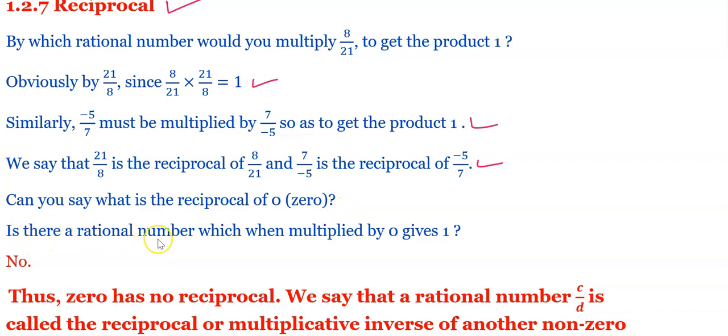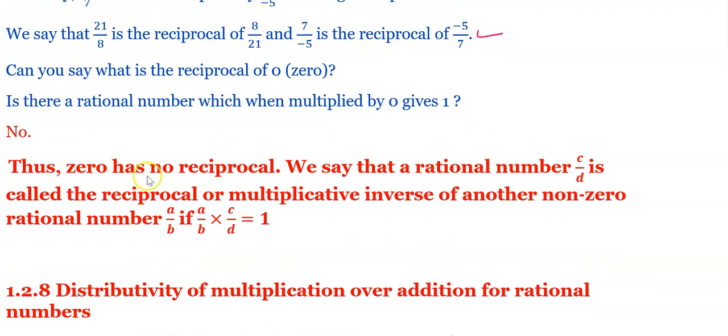Is there a rational number which when multiplied by 0 gives 1? No. Any number multiplied with 0 gives 0. Therefore 0 has no reciprocal. We say that a rational number c upon d is called the reciprocal or the multiplicative inverse of another non-zero rational number a upon b if a upon b into c upon d equals 1.